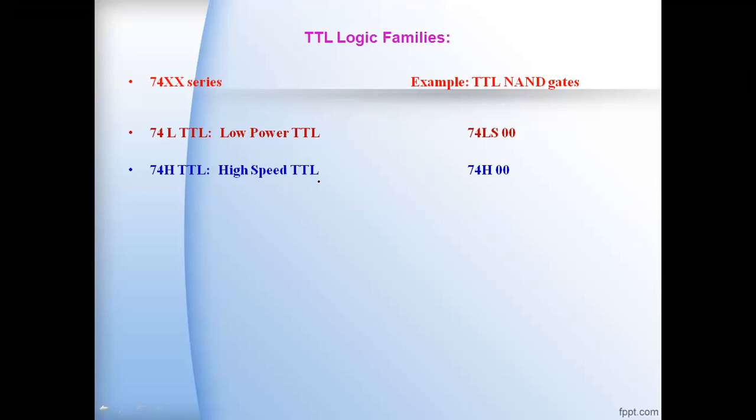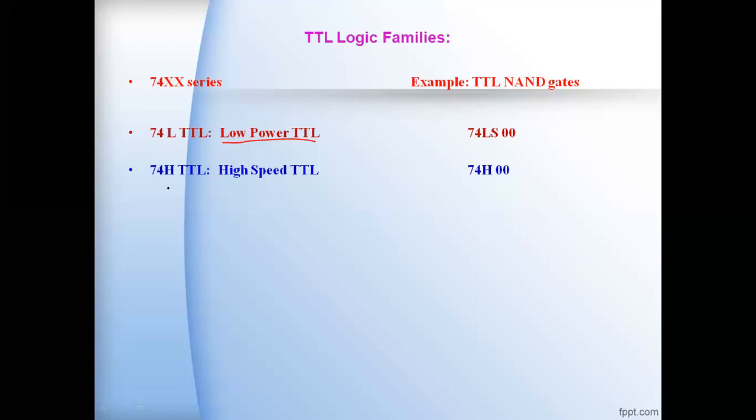The two more logic families are 74L TTL, low power transistor logic, and 74H TTL, high speed transistor logic. So what is the difference between the low power and high speed? In the low power TTL, higher resistor values are used. Just now we have observed that, because in the low power NAND gate we have used the higher resistor values. So in the low power TTL, we use higher resistor values to reduce the power consumption at the expense of the propagation delay. The drawback with this low power TTL is that it increases the propagation delay.